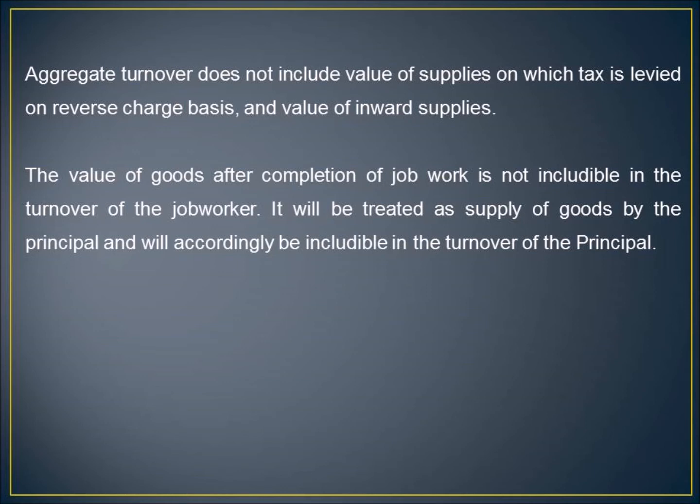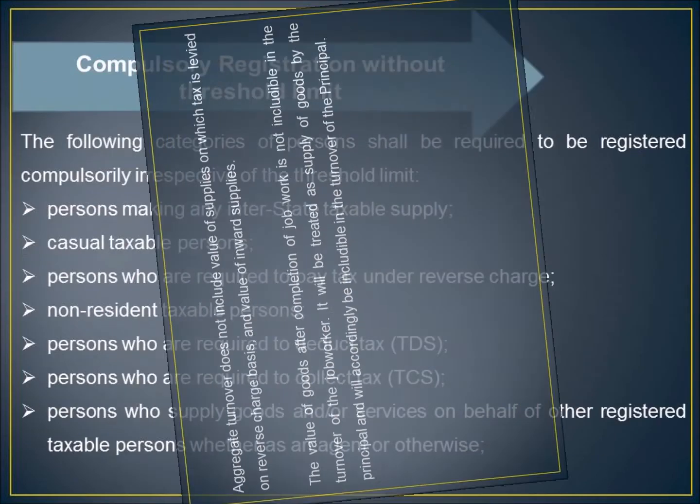Aggregate turnover does not include value of supplies on which tax is levied on reverse charge basis, and value of inward supplies. The value of goods after completion of job work is not includable in the turnover of the job worker. It will be treated as supply of goods by the principal and will accordingly be includable in the turnover of the principal.